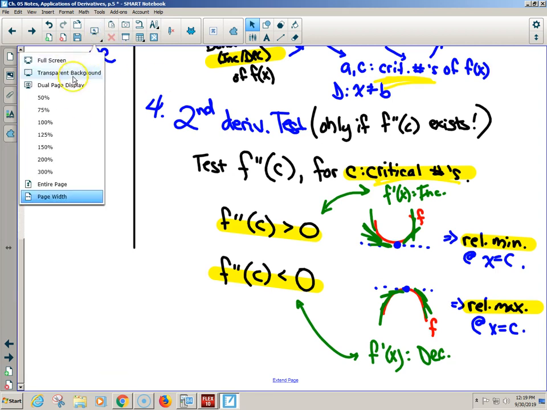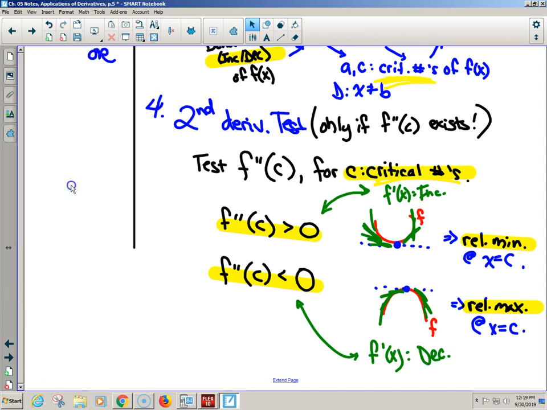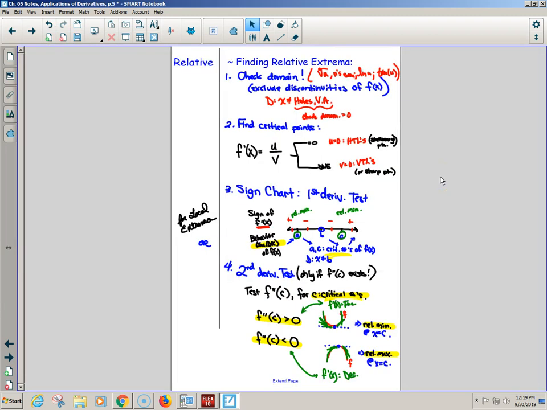Alright, did we review the relative extrema page? Why am I making a note of that? Local extrema? What other kind of extrema is there?